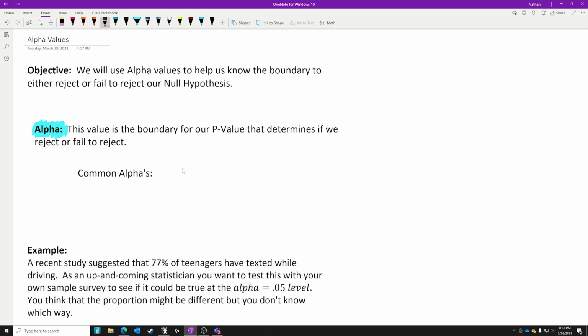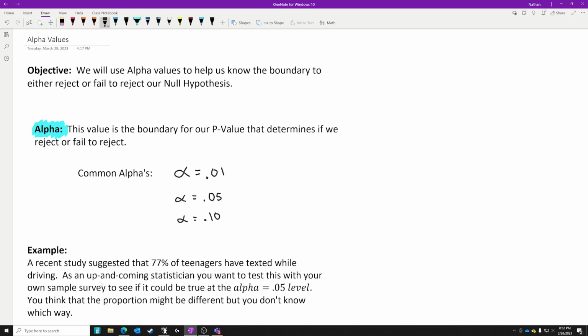Okay, so some common alphas. Alpha is the Greek letter alpha, the Greek letter A, the fish. Some common alphas are, the smallest one is 0.01, 1% is a common alpha. Another alpha that's common is 0.05, and the other one is 0.10, 10%. Those are the three most common boundaries we use to either reject or not reject. So again, if your p-value is small, you reject. How small? These are your boundaries.